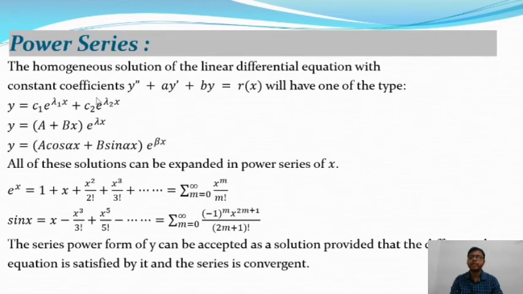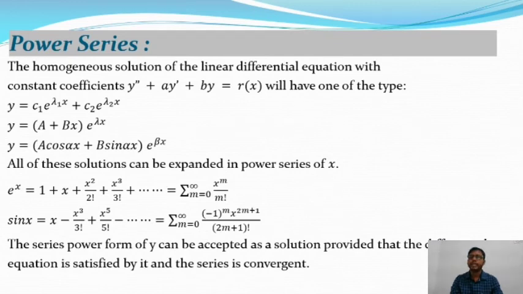And in that case, lambda 1 and lambda 2 are the two roots, and these two roots are real and distinct. Or y is equal to a plus bx into e to the power lambda x, in that case where the roots are real and equal. Or y is equal to a cos alpha x plus b into sin alpha x into e to the power beta x. So in that case the roots are imaginary, and here m is equal to alpha plus minus i into beta.